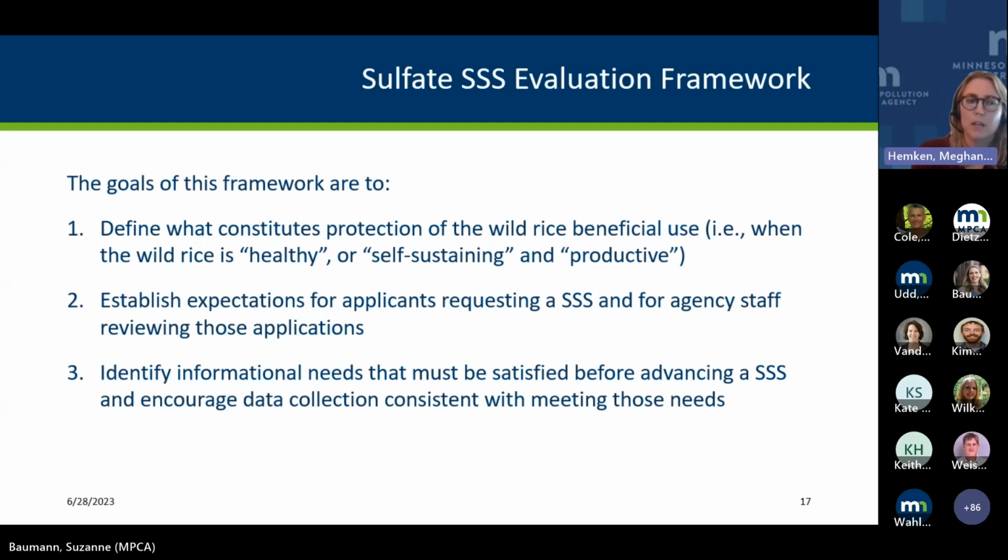So the goals of our framework were to first define the beneficial use and what constitutes supporting said use. So what metrics are necessary to describe and show that the wild rice is healthy or self-sustaining and productive? Secondly, we wanted to establish expectations for the applications for how an applicant can demonstrate the use is protected and how to relate that back to the proposed sulfate standard, and also for the review of agency staff to meet those expectations as well. Further, we aim to identify other informational goals and data requirements that should be satisfied prior to advancing a site-specific standard.